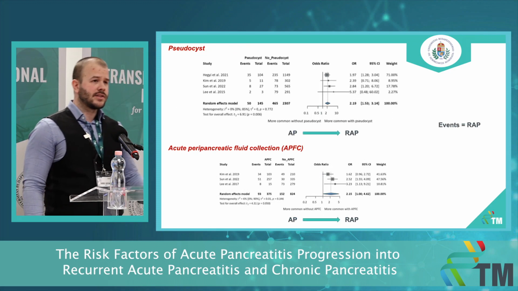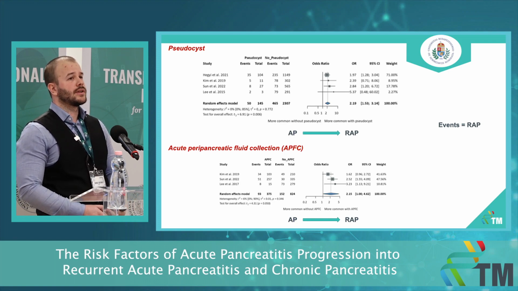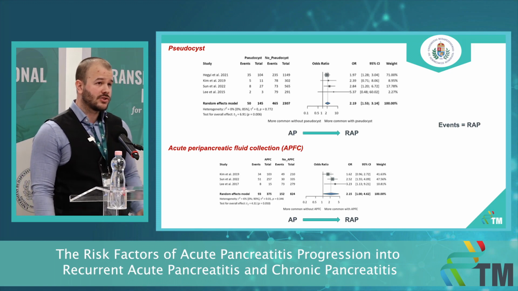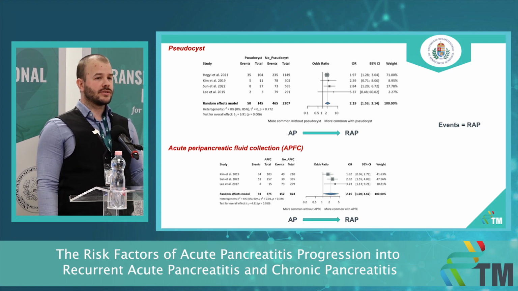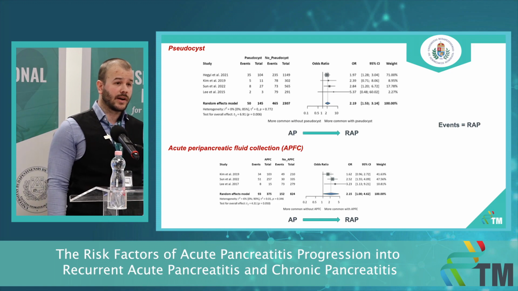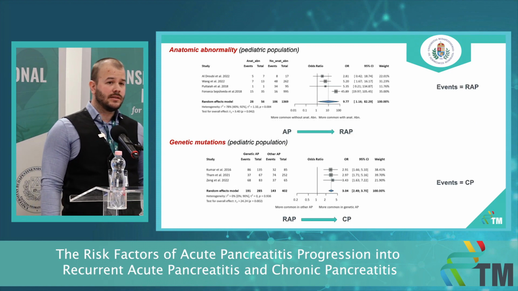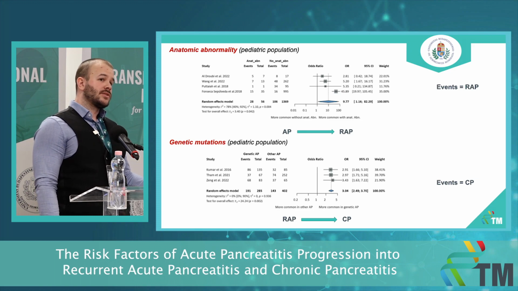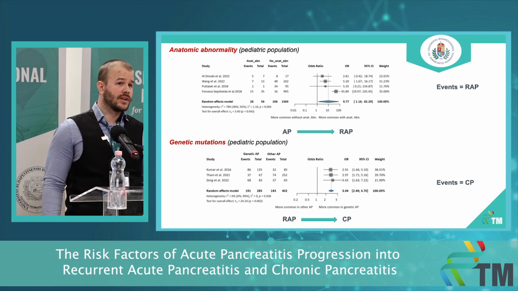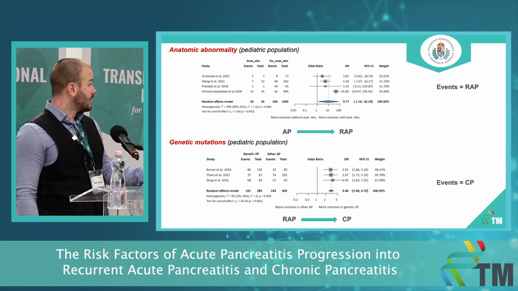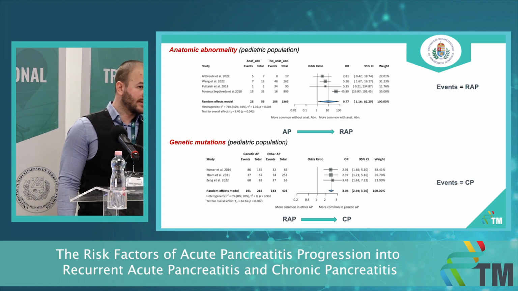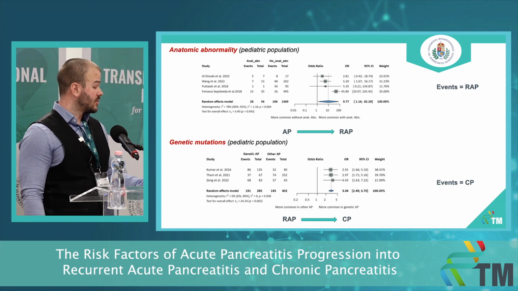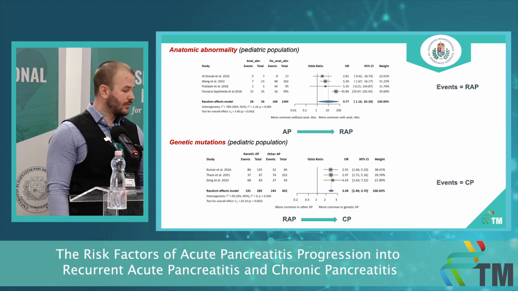We also investigated the association between local complications and the risk of recurrent acute pancreatitis, and we found that among patients with acute pancreatitis, the presence of local complications such as pseudocyst or acute peripancreatic fluid collections was also associated with a significantly increased risk of recurrent acute pancreatitis. We also investigated the pediatric population, and here we found that among patients with acute pancreatitis, the presence of anatomical abnormality was also associated with a significantly increased risk of recurrent acute pancreatitis. We also investigated the association between genetic mutations and the risk of chronic pancreatitis. And here we found that among patients with recurrent acute pancreatitis, the presence of genetic mutations was also associated with a significantly increased risk of chronic pancreatitis.